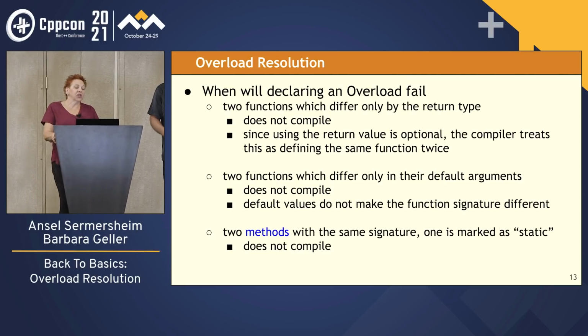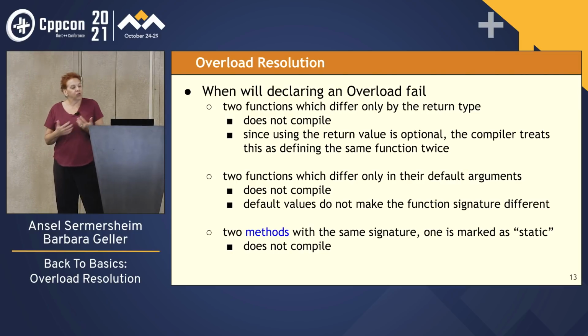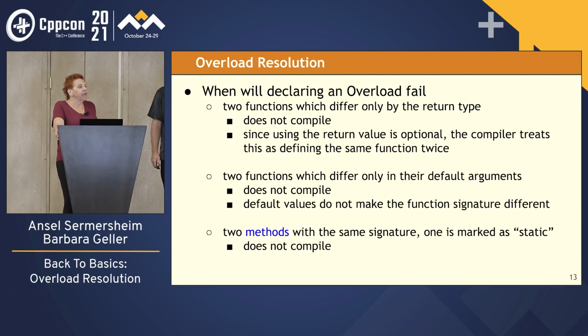So if two functions only differ in the return type, this actually doesn't compile. Since the return value is optional and you don't have to use it, the compiler treats this as if you have redeclared the same function. So this doesn't actually work. They have to differ in more than the return type.